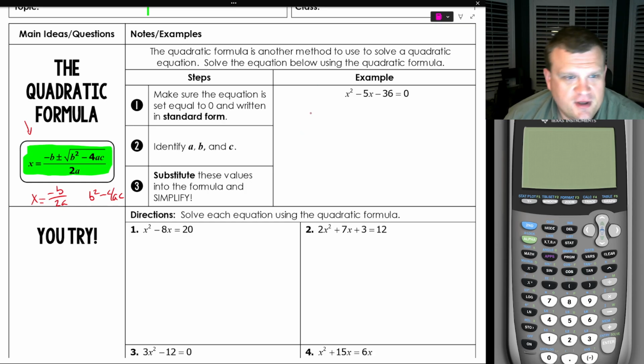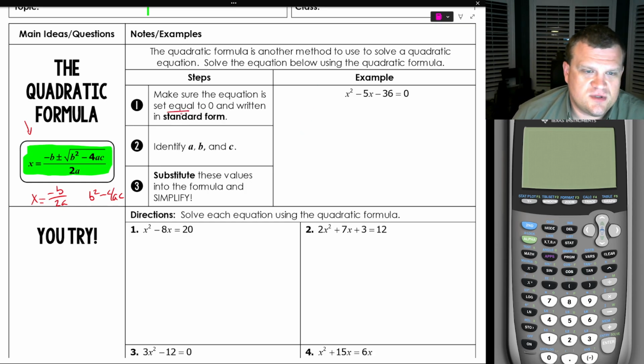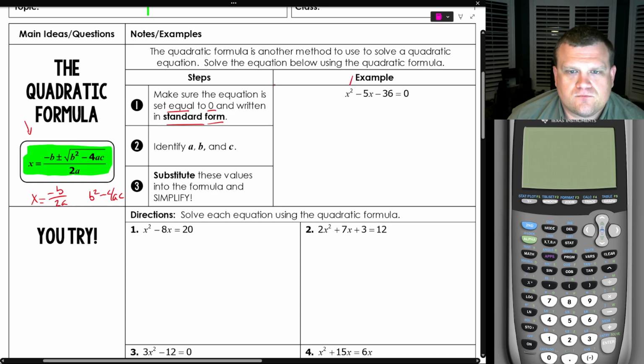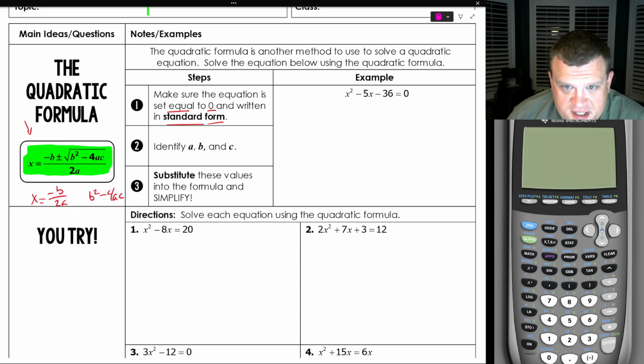Okay, so to solve, step one is get it equal to 0 and in standard form. You should remember that means descending in alphabetical order of variable and power, right? Most of these are all going to be in x, so we don't have to worry about the alphabetical thing, but we do want it in descending order of power. So I want squared, to the power of 1, to the power of 0, right? So that's already set up. This one is already the way I want it.